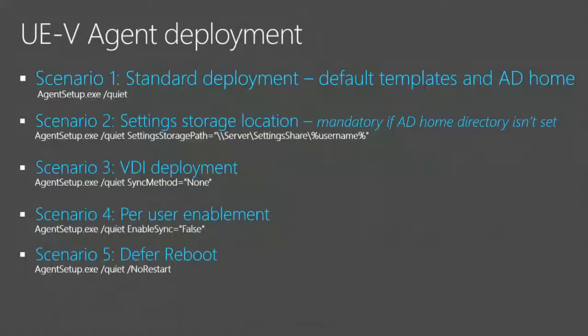When we look at the agent deployment, you could deploy using any method of deployment already existing in your organization. So if you're using System Center Configuration Manager to deploy applications, you could deploy the agent. If you're still using group policy, you could deploy it that way. And you could either deploy the MSI or EXE.